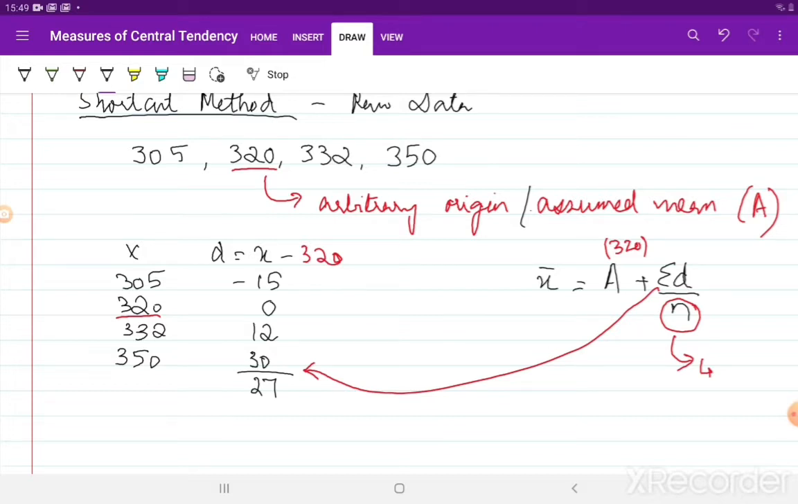So my x bar is 320 plus 27 divided by 4. As you can see, 27 divided by 4 is much easier to solve than a very big number. So 27 divided by 4, 4 6 are 24. That will be 6.75. So your final answer or the arithmetic mean of this raw data is 326.75.